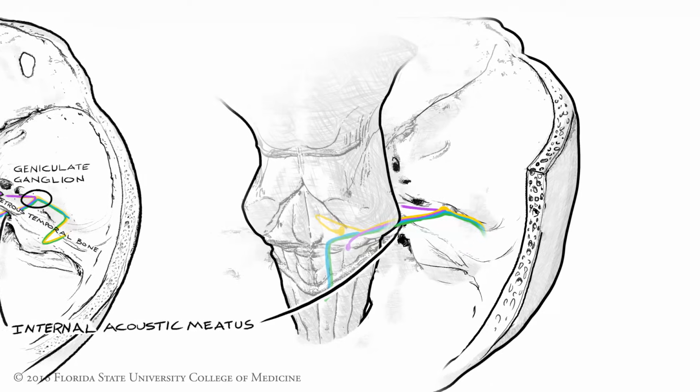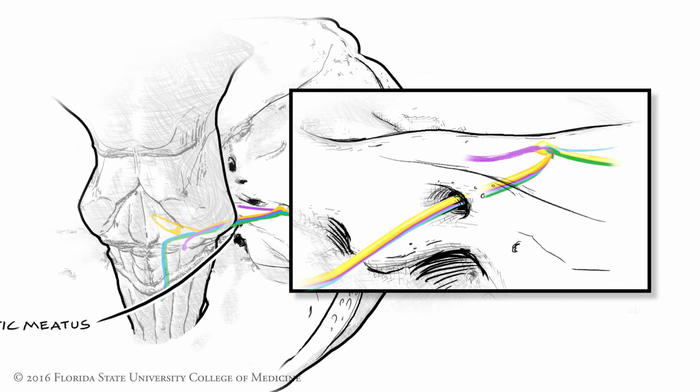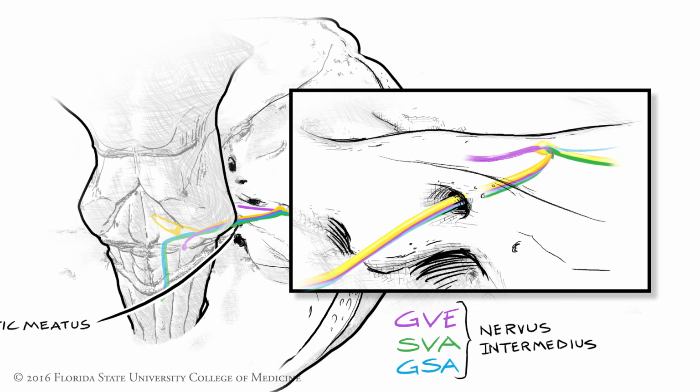Even at its origin, the facial nerve proper is anatomically subdivided. The GVE, SVA, and GSA components are grouped together as the nervus intermedius. The large SVE component remains physically distinct from the nervus intermedius.